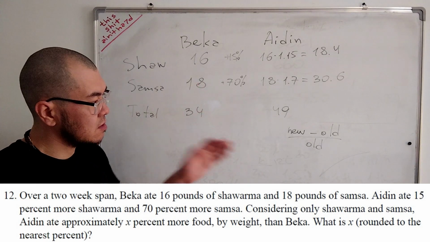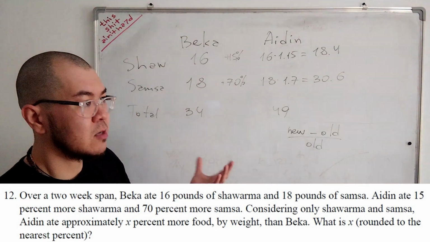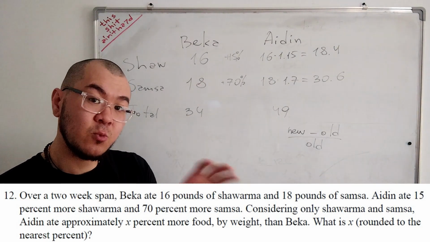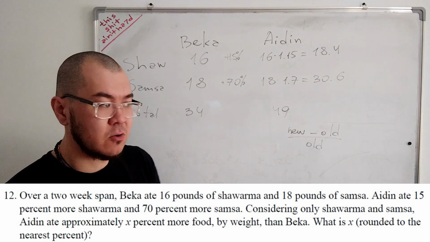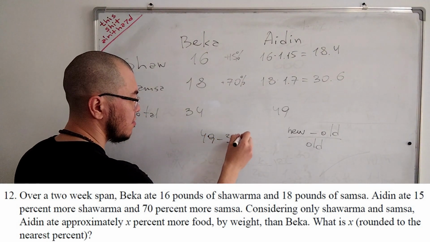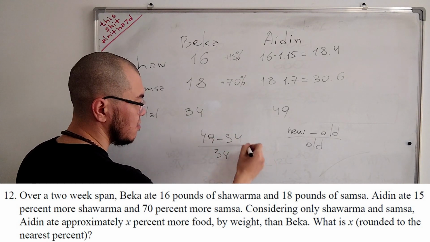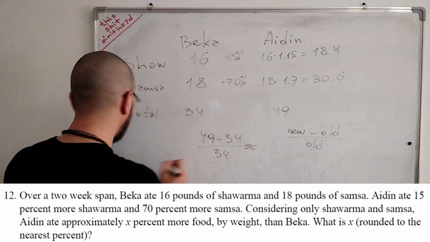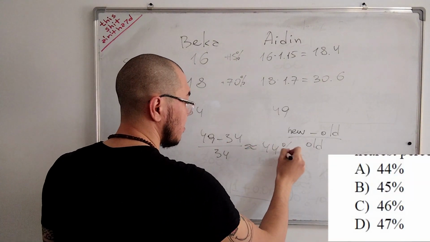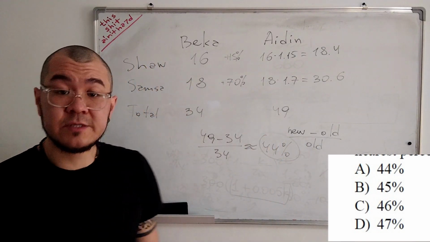In our case, the old will be the amount of food Becca ate. This will be the base in our problem. So 49 minus 34, divided by 34, is approximately equal to 44%. Okay, so that's the answer.